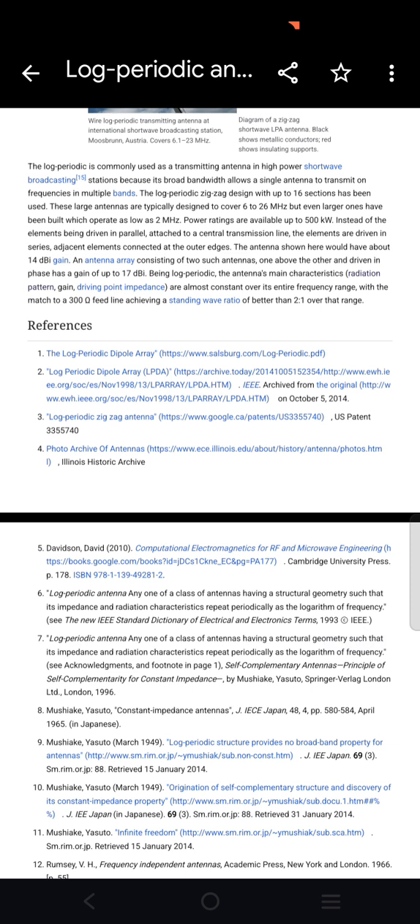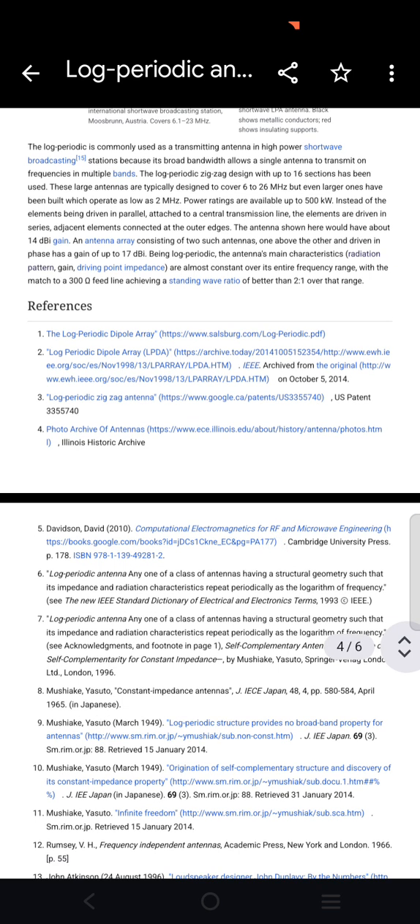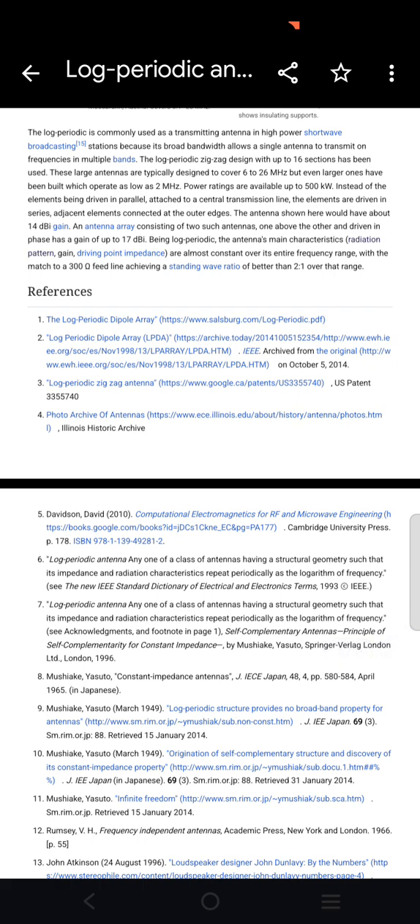Being log periodic, the antenna's main characteristics, radiation pattern, gain, and driving point impedance, are almost constant over its entire frequency range, with a match to a 300 ohm impedance feed line achieving a standing wave ratio of better than 2:1 over that range.